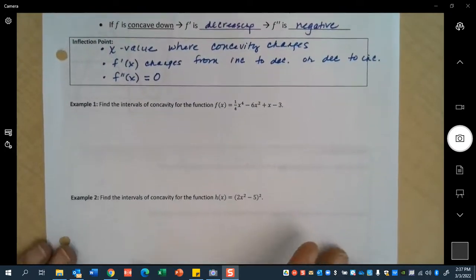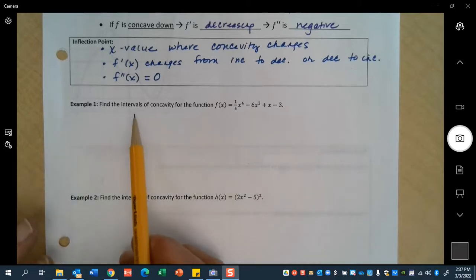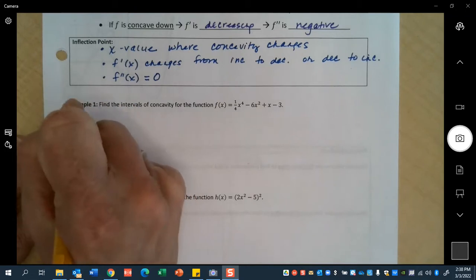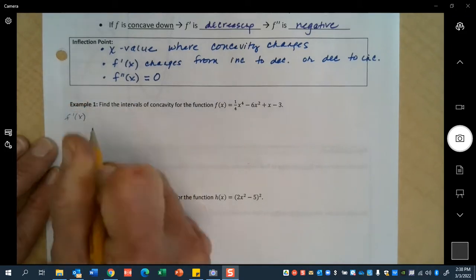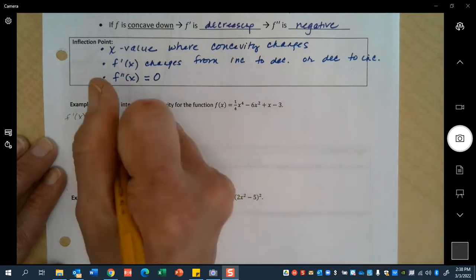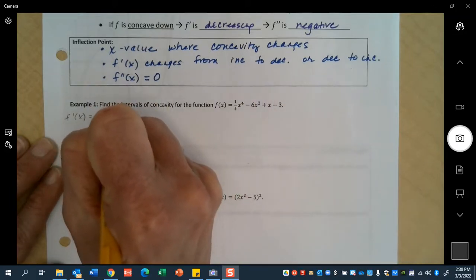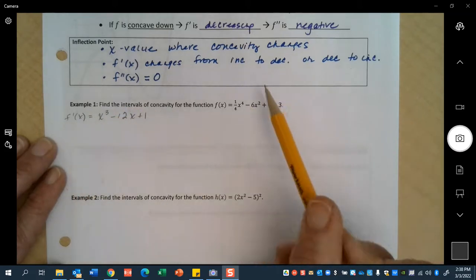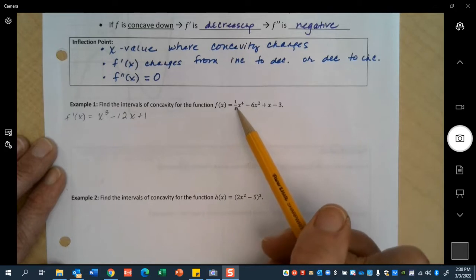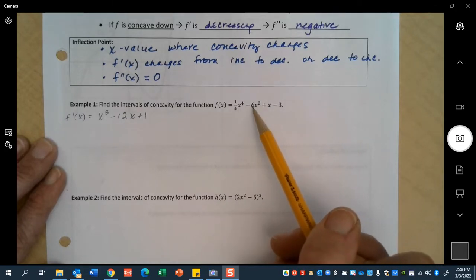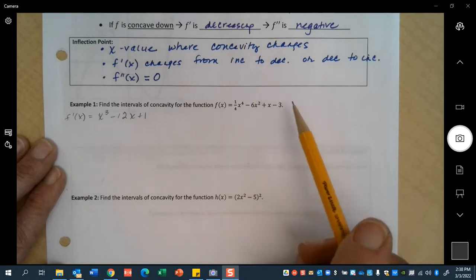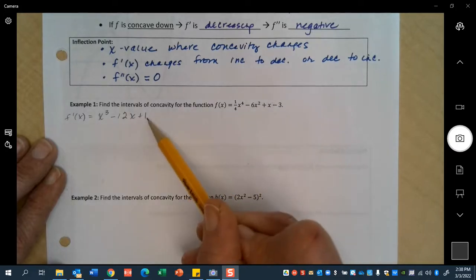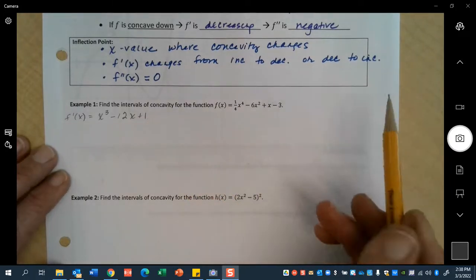All right, let's take a look at our first example. Find the intervals of concavity for this original function. So the first thing I'm going to do is find the derivative of that function. So I'm going to go ahead and multiply my exponent. That cancels out, so that gives me x to the third minus 12x plus 1. Our power rule, 4 times 1/4 is 1, to the 1 less power. 2 times -6 is -12, to the 1 less power. Here my exponent is 1, that's where I get my constant. Derivative of the constant, 0.